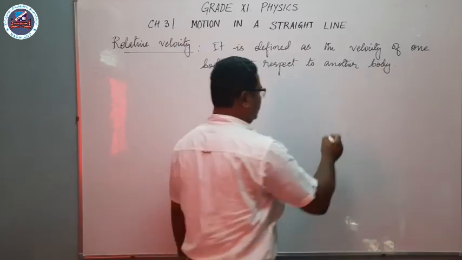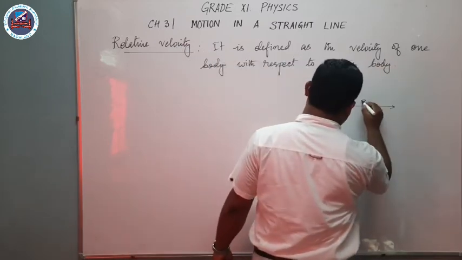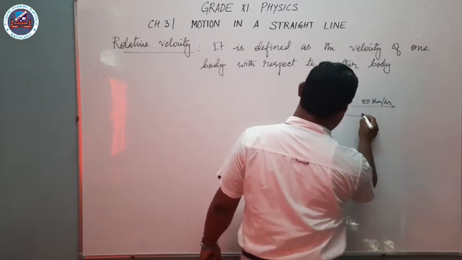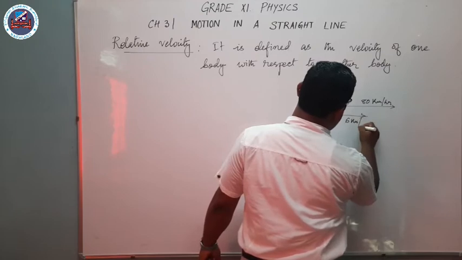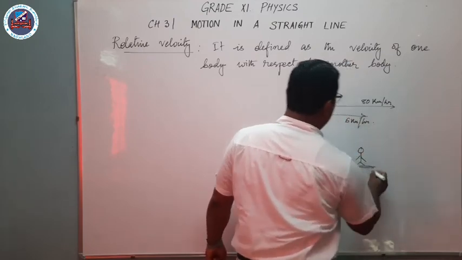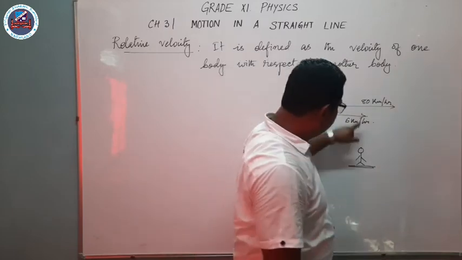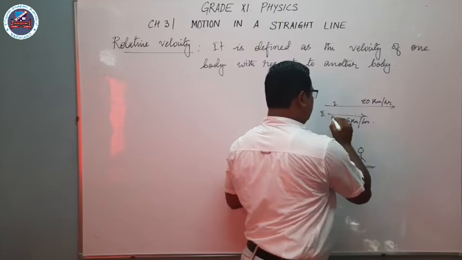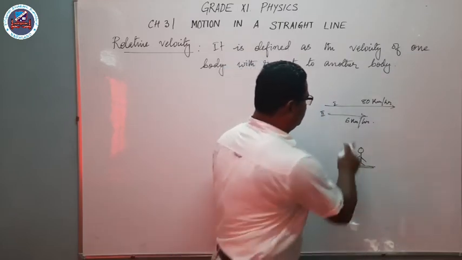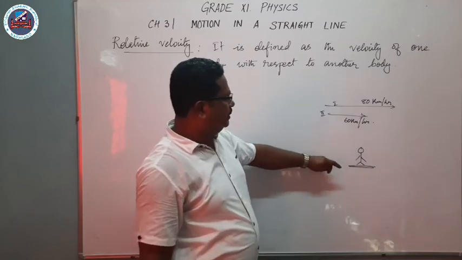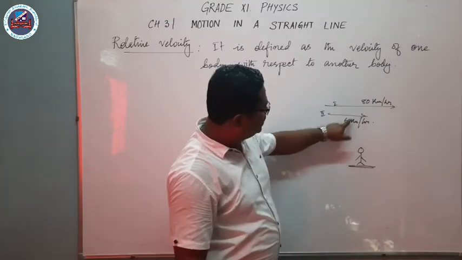Suppose two friends are running, one at 80 km per hour and one at 60 km per hour. To an observer standing here on the ground, he observes like this: 80 km per hour, the first person, and the second person is running at 60 km per hour. But to him it is like this.